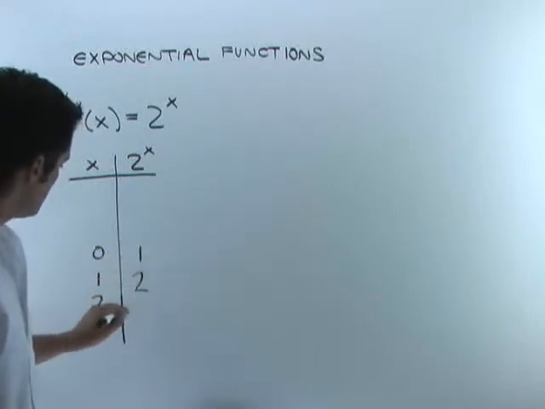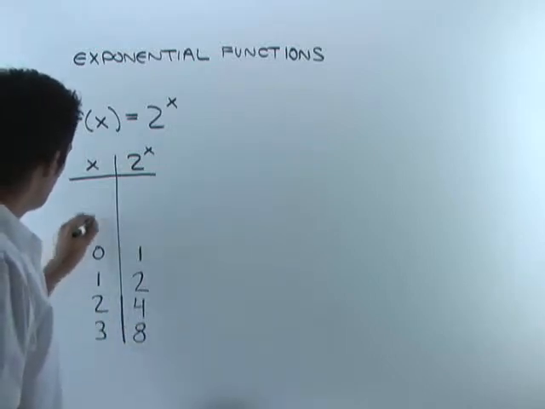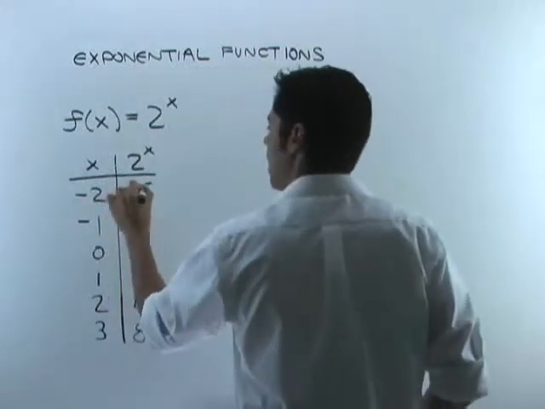Plug in 1, you get 2. Plug in 2, you get 4. Plug in 3, you get 8. The question is, what do you get when you plug in something like -1 or -2? So let's do 2 raised to the -2.